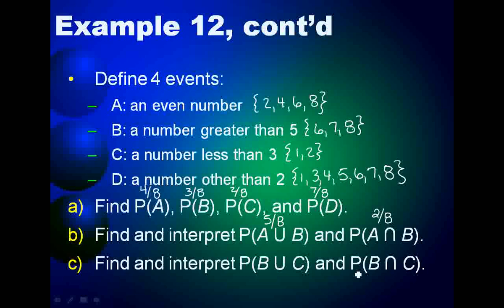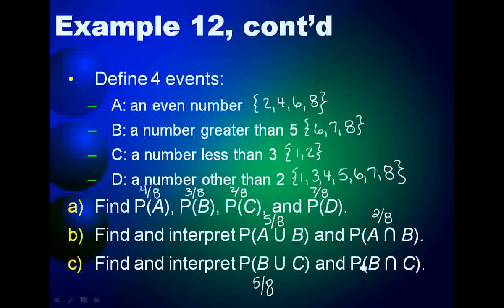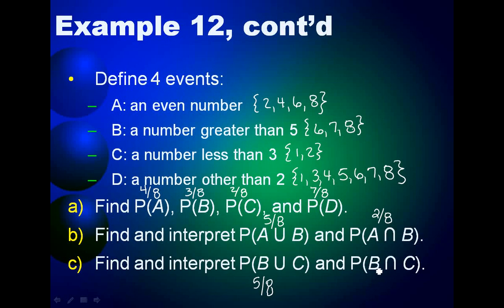Last one. Find and interpret the probability of B union C. We want a number that is greater than 5 or a number that is less than 3. So 5 out of 8 numbers fit that interpretation. Here we want the probability that the number is greater than 5 and it is less than 3. Well, we don't have any numbers that are bigger than 5 and less than 3, so the probability there is 0.